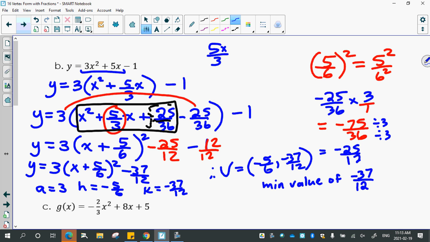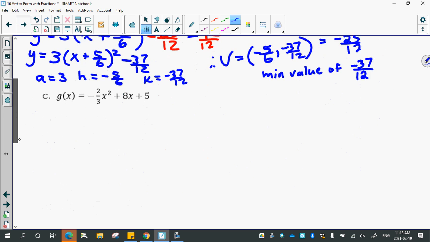Yes? Does the 5/6 switch from a positive to a negative? It doesn't switch, but the regular vertex form looks like this. So the only way you see a positive in here is if it was x minus negative 5/6. That's how you would see a plus in the bracket. Okay? Pretty good? Okay. All right, next one.